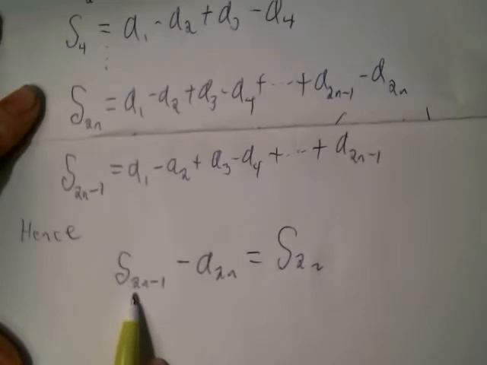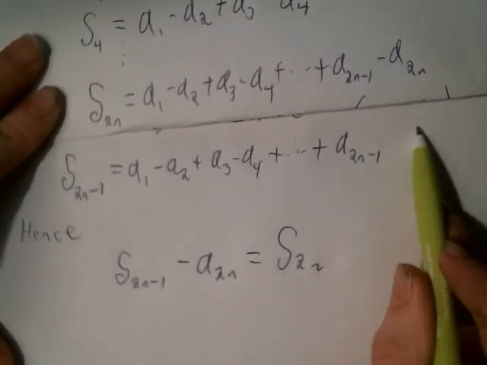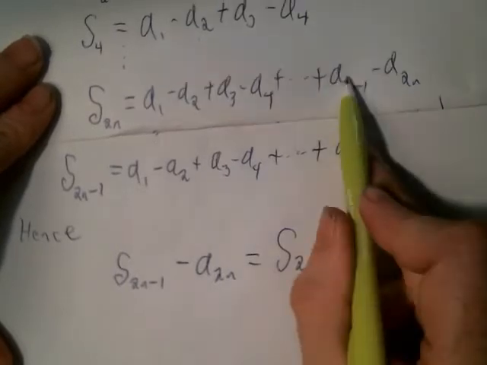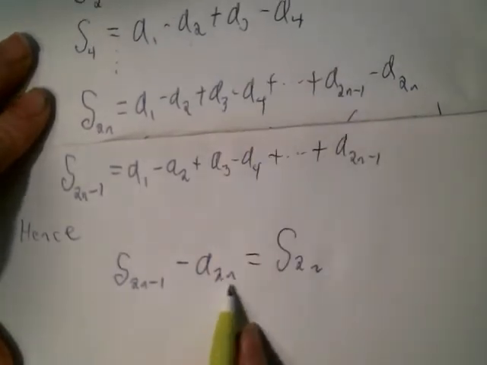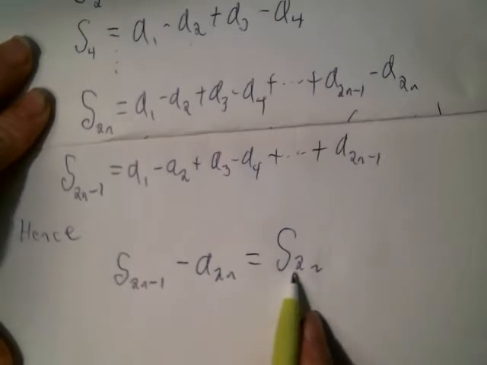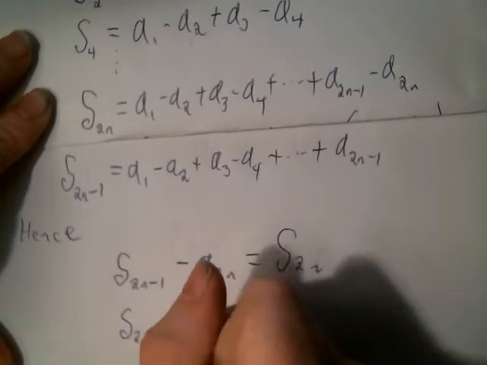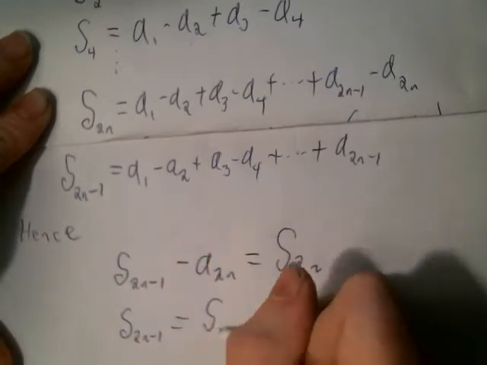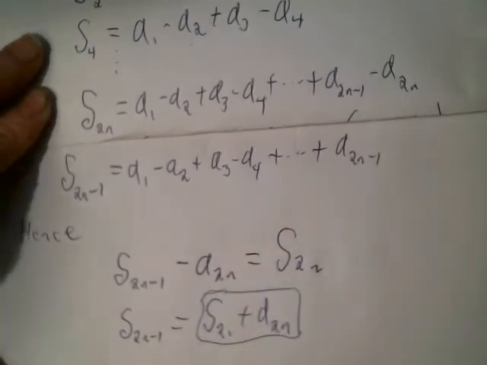So hopefully you see s sub 2n minus a sub 2n. If I just tack on a minus a sub 2n right here, this and this will be the same. So s sub 2n minus a sub 2n is equal to s sub 2n. I can add a sub 2n to both sides, and then I can consider this expression and take the limit of it.